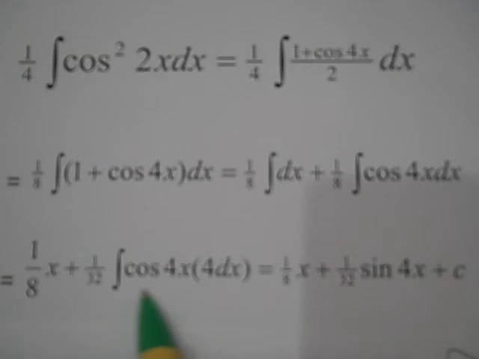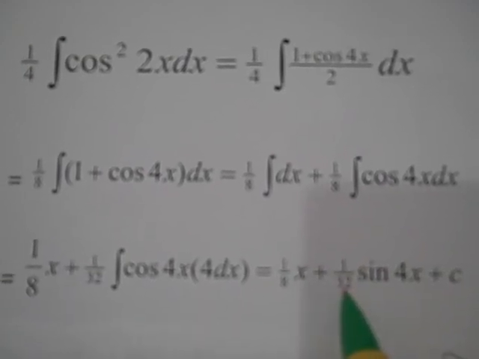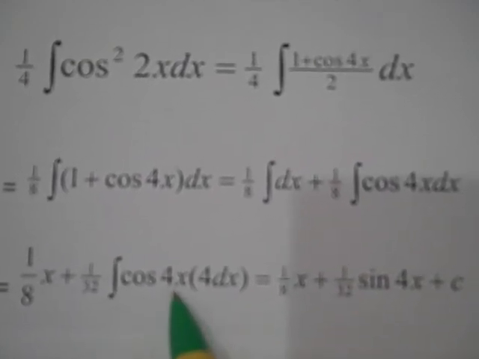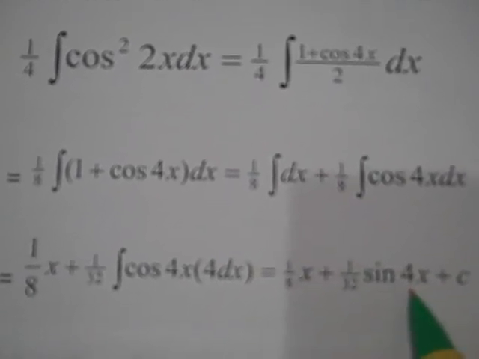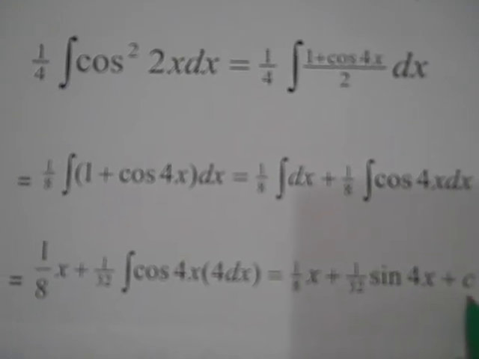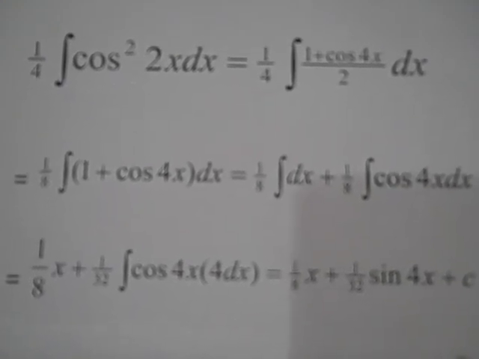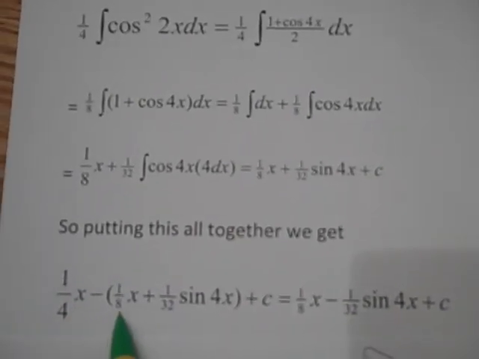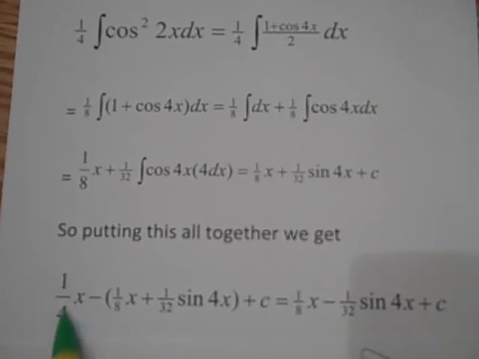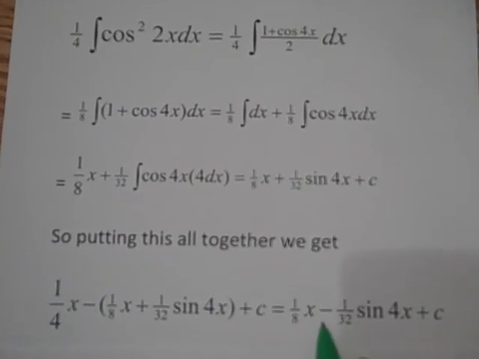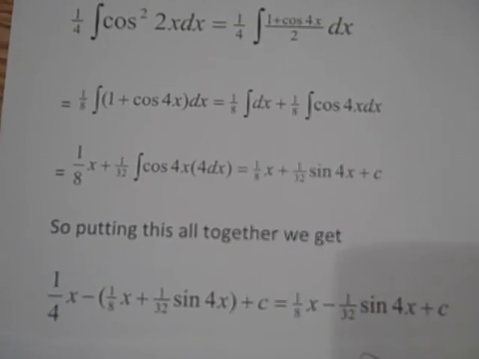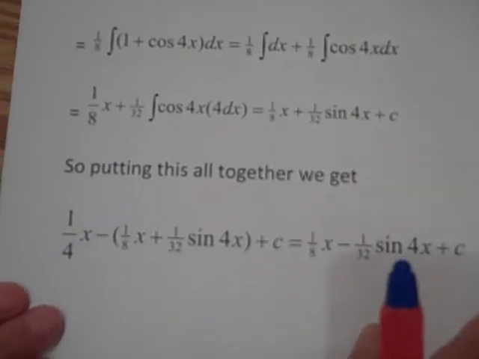And so now this integral, let's just concentrate on this, is 1 over 32. And the antiderivative of the cosine of an angle, if I have the derivative of the angle, is the sine of the same angle. So this is the sine of 4x, and then finally plus c. Now I'm not done yet. Remember, I had a 1/4 x up above somewhere. So I put all of this together. This is from that first part, the easy part. So I have 1/4 x minus all of this. And so I have 1/4 x minus 1/8 x, which is 1/8 x. And then minus plus gives me minus. So this is minus then 1 over 32 times the sine of 4x plus c.